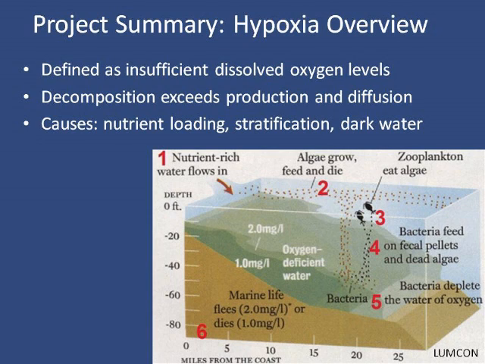Another thing that can affect hypoxia is stratification and dark water. Dark water prevents light from reaching the bottom and reaching phytoplankton to spur oxygen production in the water column. Stratification prevents water from the surface from exchanging with water at the bottom and bringing oxygen to the lower layer.